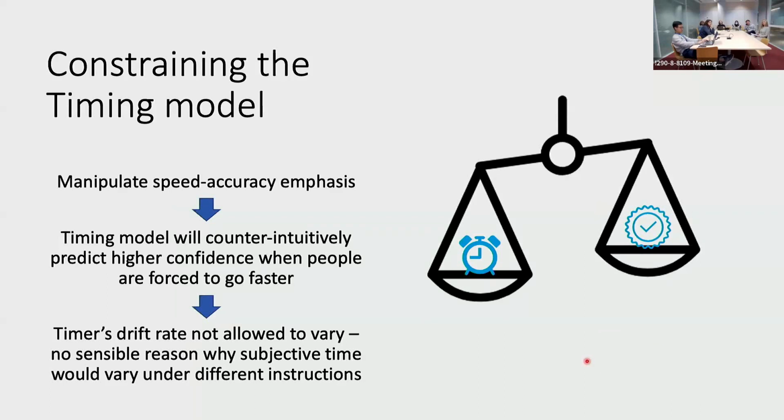Also, we wanted to see if the timing model can capture the data when the timer's drift rate is not allowed to vary across conditions. Although many parameters like the threshold, the starting point, and drift rate could all vary to capture the speed-accuracy tradeoff, there's no sensible reason why your internal sense of time will change under different instructions.